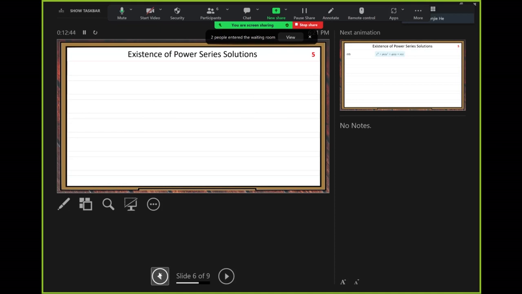Existence of power series solutions. So here we do some theoretical preparation. We want to see if we take this approach, is it possible to find a solution for the ODE? A theorem will guarantee that, so let's study this theorem. Our target is this second order ODE with variable coefficients.